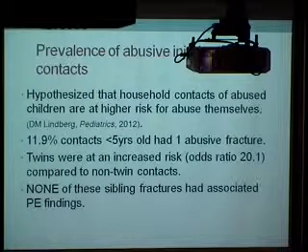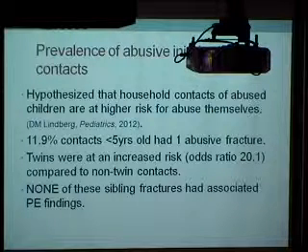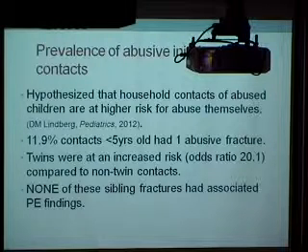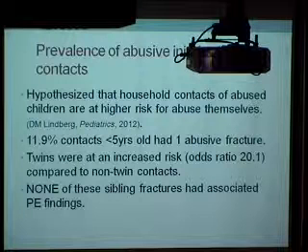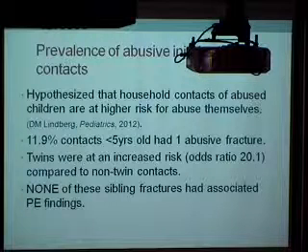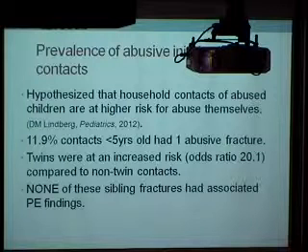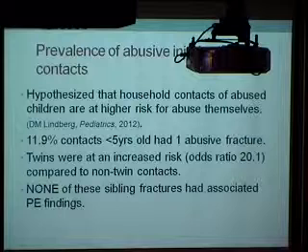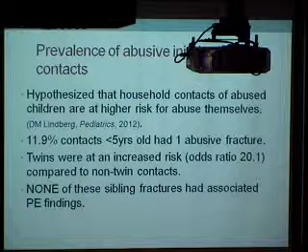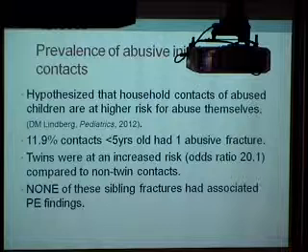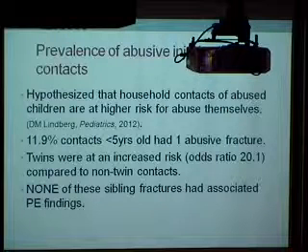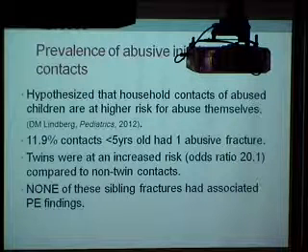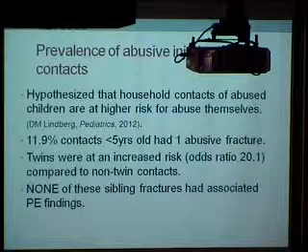So, what's the prevalence of abusive injuries in siblings? I actually heard this talk at PAS last year. This group hypothesized that household contacts of abused children were at higher risk for being abused themselves. Makes sense if you're in an abusive environment. They found that almost 12% of contacts less than 5 years of age had one abusive injury. Twins were also at an increased risk compared to non-twins. None of these siblings with fractures had associated physical exam findings. None of them.